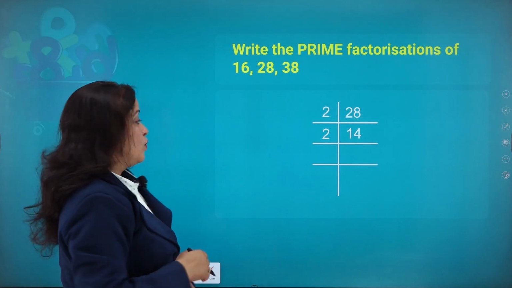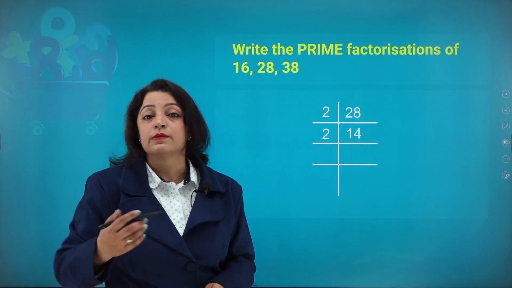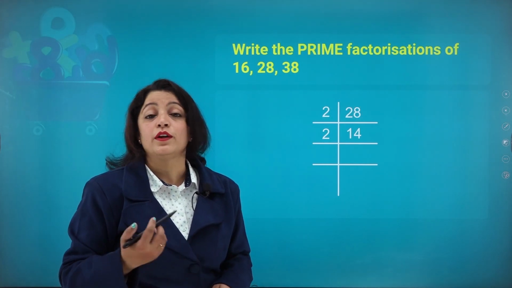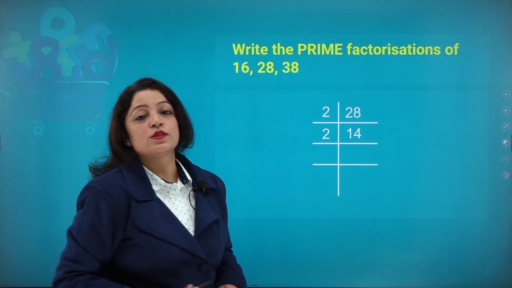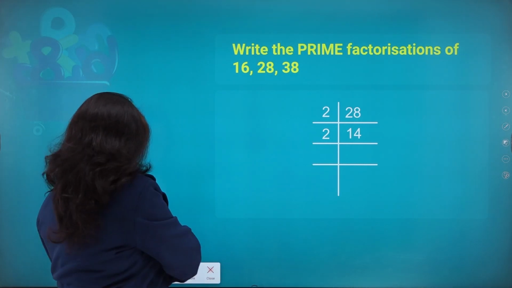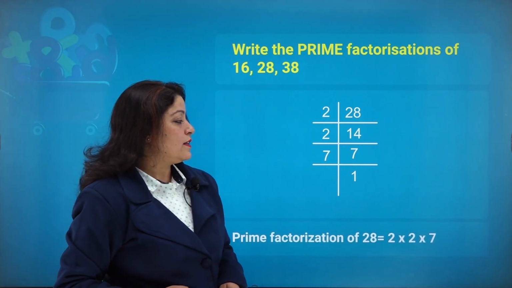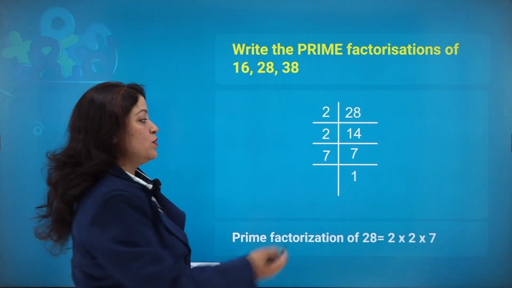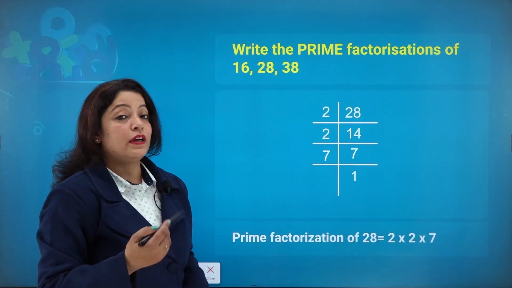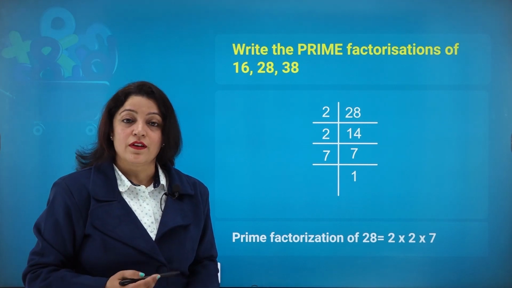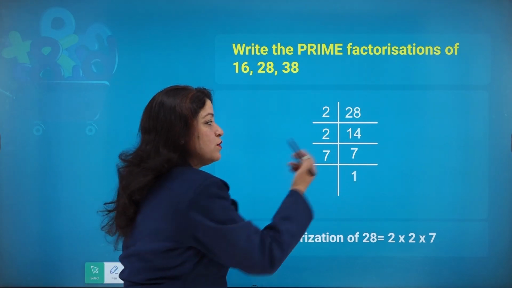Now again, we can say 14 is divisible by 2 because again it's an even number, and you know 2 sevens are 14. So we can write here that 2 sevens are 14 and 7 ones are 7. So 7 is divisible by 7 only. It will not come in any number before 7, right? So we can directly do 7 into 1.